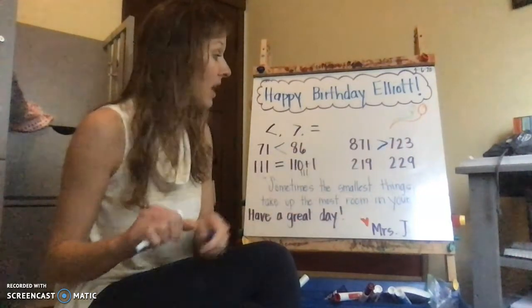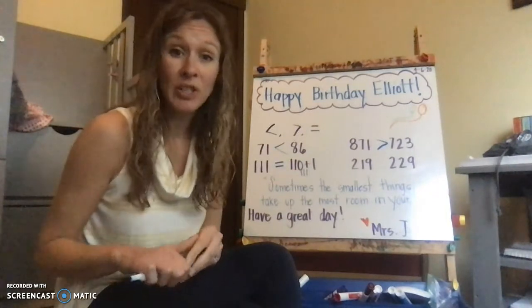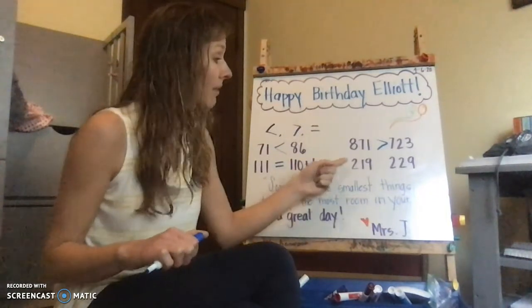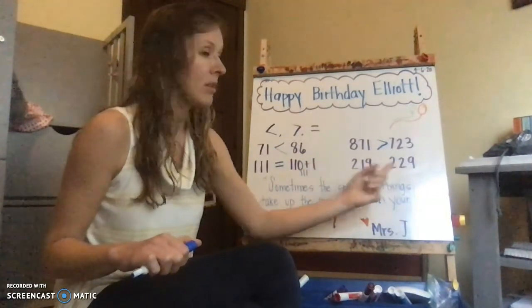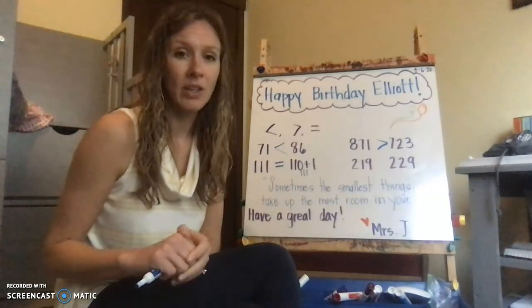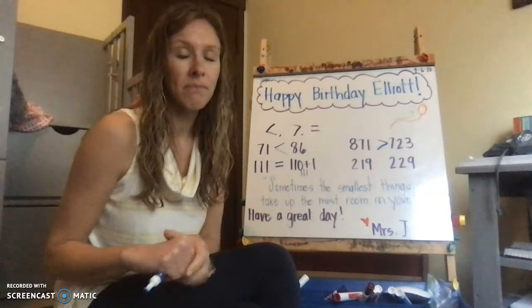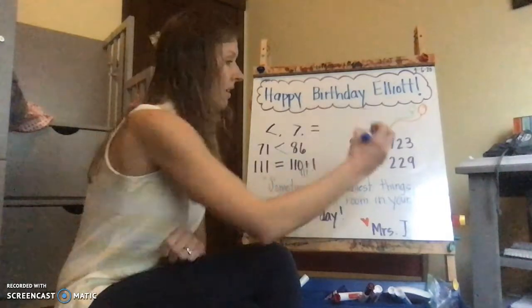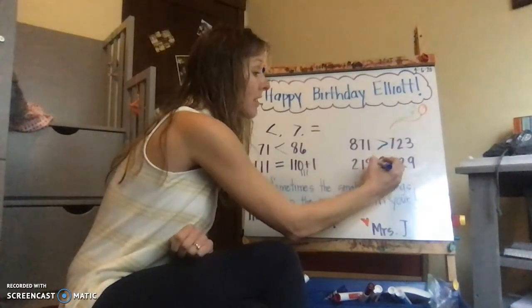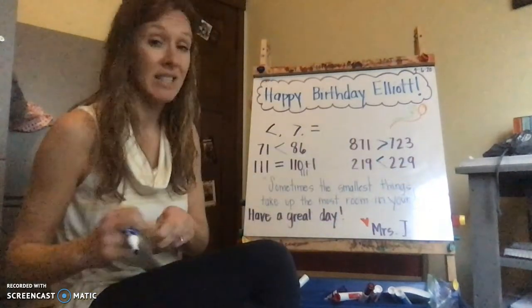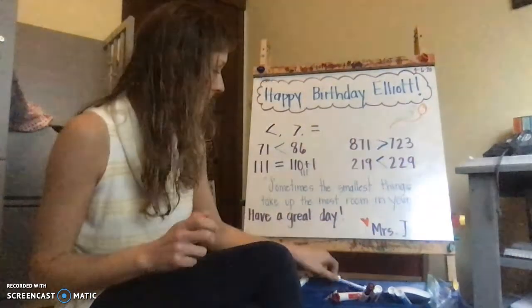Same with our next one. 219 and 229. If I look at them, the same numbers are in the hundreds place. But then look at the tens. Decide what you're going to do. Think about it in your brain. I bet you were going to tell me that 219 is less than 229.